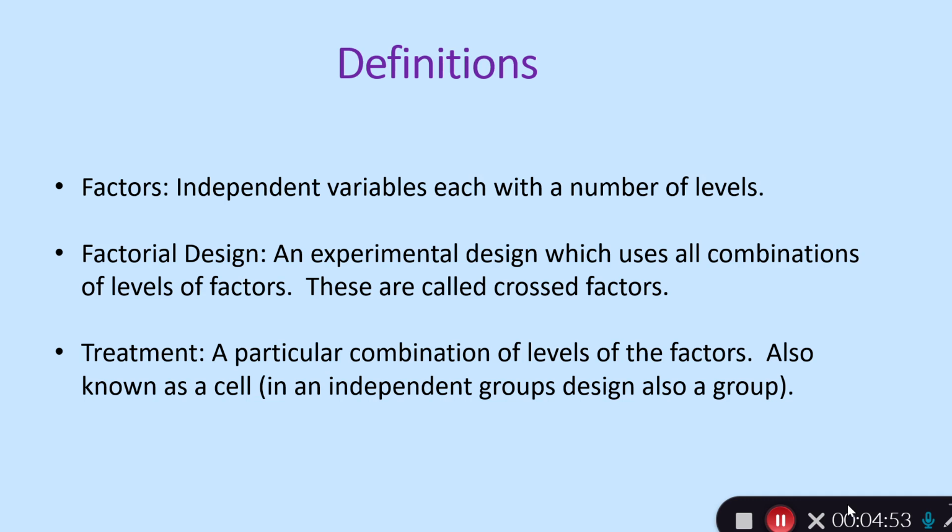Okay, a common word for treatment is the manipulation that we apply. It will be a particular combination of levels of the factors. So if each independent variable has different levels, and I'm manipulating which participants go into which levels, if we've got more than one, we'd refer to it as a treatment. And the combination of, say, a level from one independent variable with a level from a second independent variable, we now refer to as a cell. In an independent groups design, it's also commonly referred to as a group.